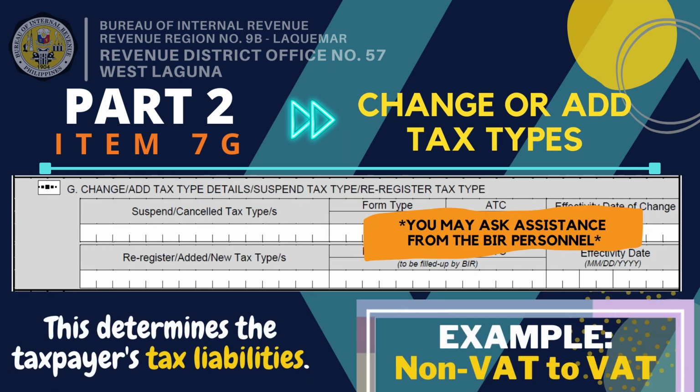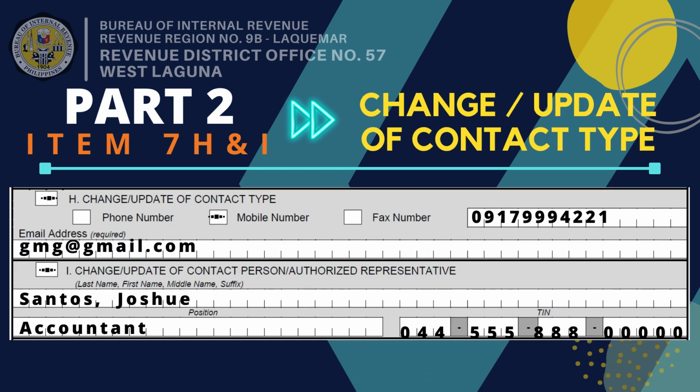Item 7G is for the update of tax types. Example, on initial registration, the company's expected sales for the year will not exceed $3 million. However, during third quarter, transactions have increased drastically, which will result to accumulated sales of more than $3 million. Thus, the taxpayer is required to update his registered tax type from non-VAT to VAT, and it is to be filed through Form 1905.